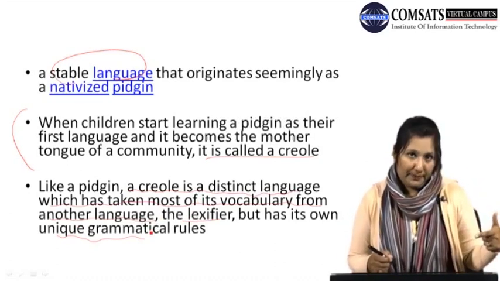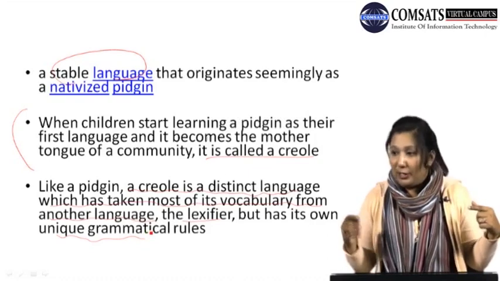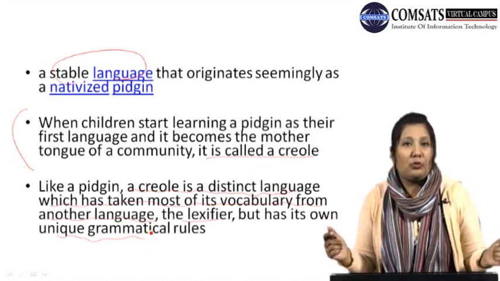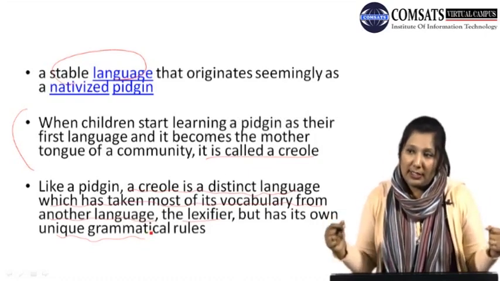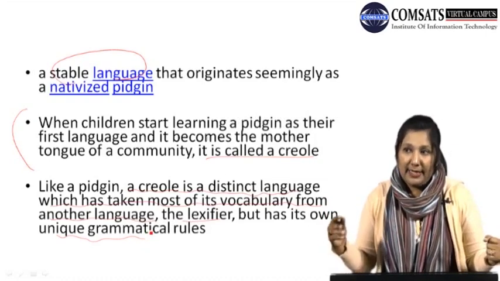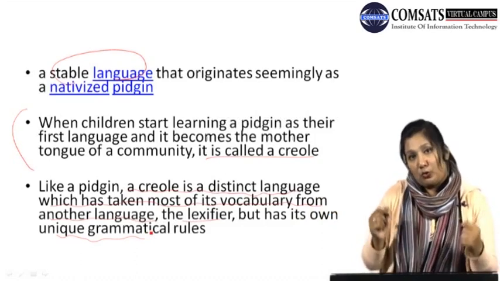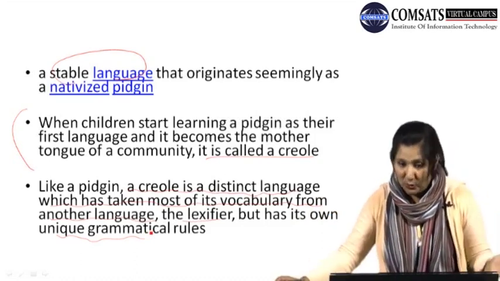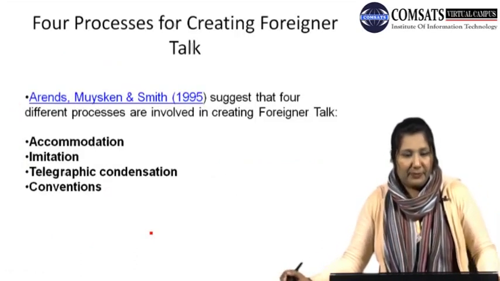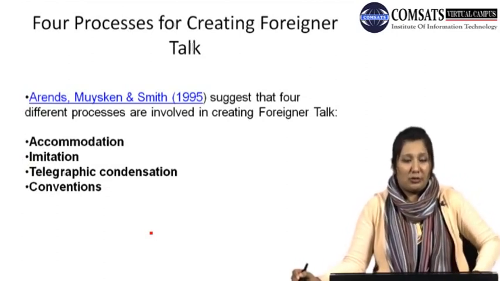One addition to Creole: a pidgin will not have its own unique grammatical rules, will not have its own independent structure, and is dependent on something else, whereas a Creole would have its own grammatical rules and its own vocabulary. Four processes of creating foreigner stocks.